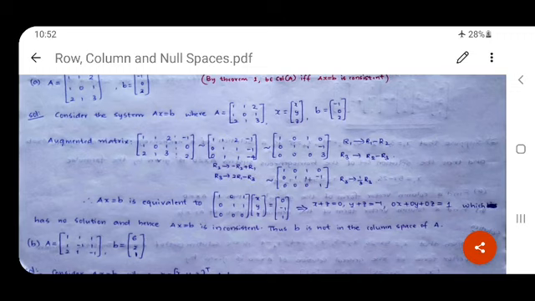The third equation means that the given system is not solvable, and hence Ax is equal to b is inconsistent, and therefore b is not in the column space of A. So we cannot write b as a linear combination of the column vectors of A.